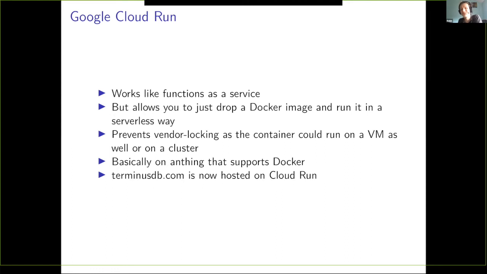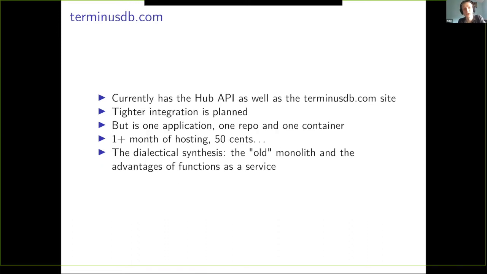And TerminusDB.com is now hosted on Cloud Run. And I think the experience so far is pretty good. We currently have the hub API on TerminusDB.com, as well as the front end. So the TerminusDB.com static site is currently hosted on the Cloud Run, but the hub API is as well. And in that way, we can make a tighter integration between those services without having to maintain 10 different repos with different APIs. It's just one application, one repo, and one container. And it's a simple Node.js Express application. And so far, we have more than a month of hosting, and it's just 50 cents so far. Wow. So it's been pretty cheap as well.